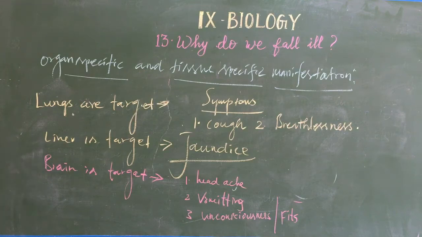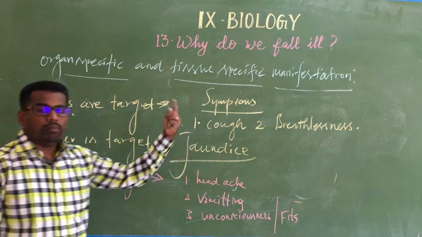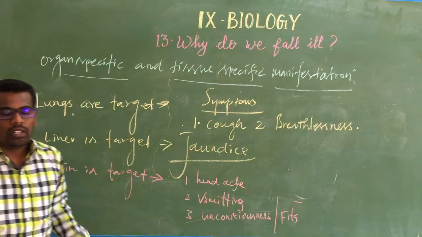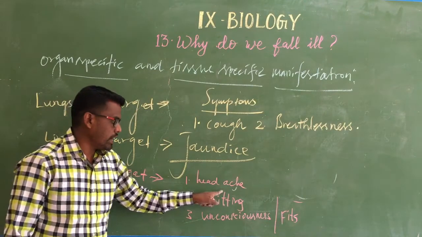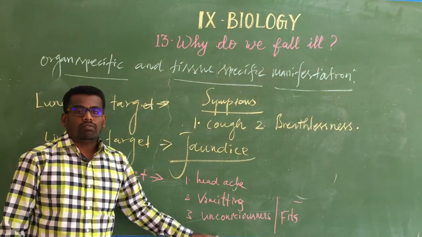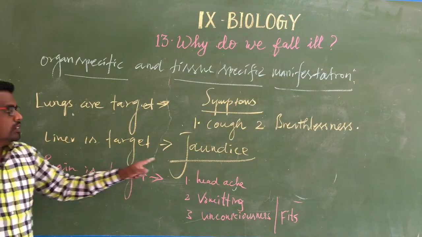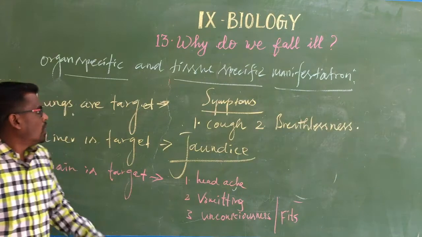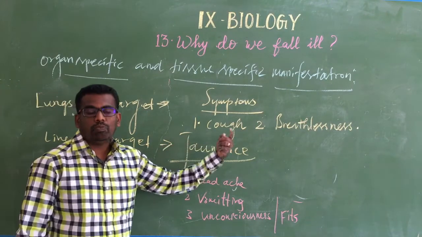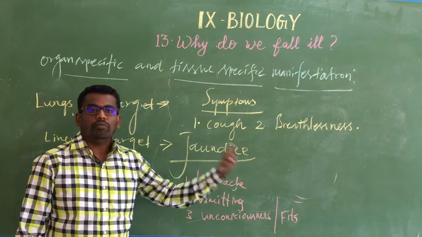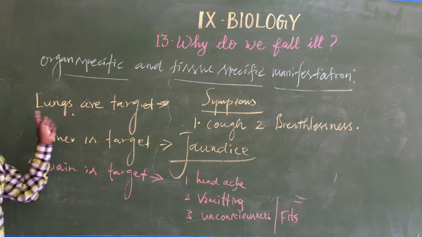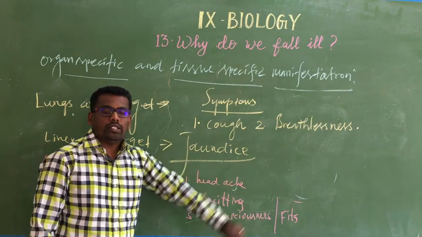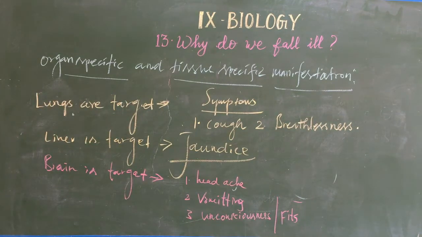Okay, so these are the symptoms. When the microorganism enters the body, where it reaches determines the symptoms. If the brain is targeted, there are symptoms like fever, headache, vomiting, and unconsciousness or fits. Or else, if the liver is the target, the disease may be jaundice. Or else, if the lungs are targeted, respiratory trouble may be the symptom. So the point of entry decides where the microorganism should reach, what it will do, and what the symptoms are.